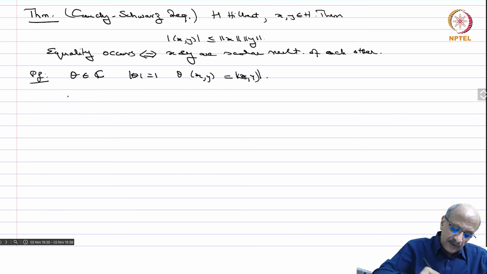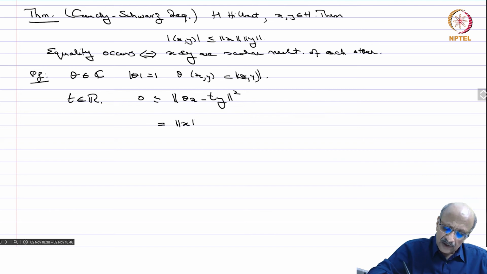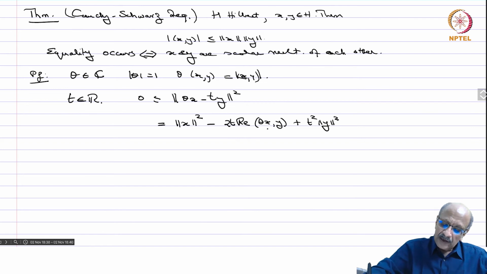So you have this number here. Okay, so if t is in R, we have 0 less than or equal to the norm of (theta x minus t y), whole squared. So let us expand this. This will give you norm of theta x whole squared, that is mod theta squared times norm x squared. Theta has modulus 1, so that will give you norm x squared minus 2 times t, t is a real number, times the real part of (theta x, y) plus t squared norm y squared. Now what is the real part of (theta x, y)? Okay, so (theta x, y) is theta times (x, y), which is mod (x, y).